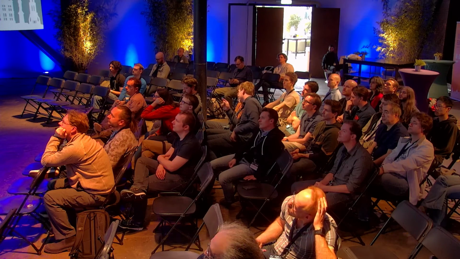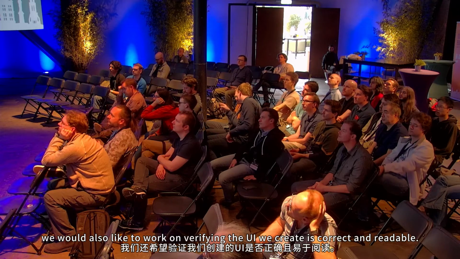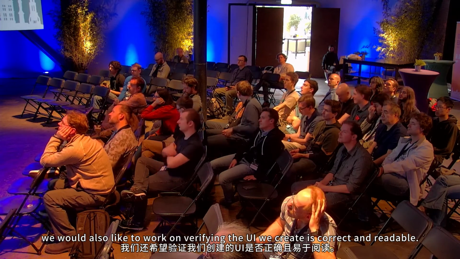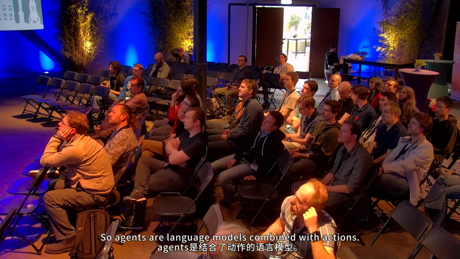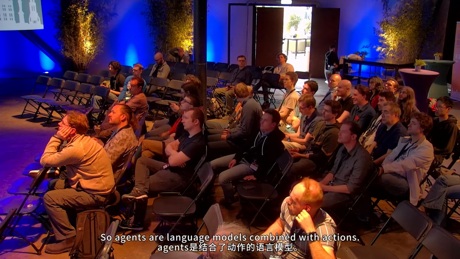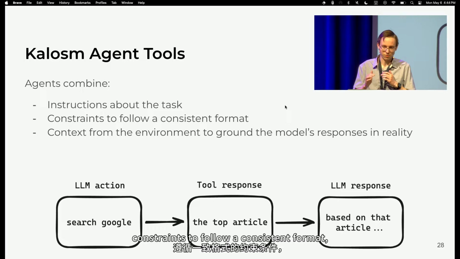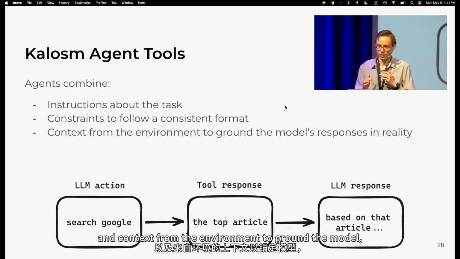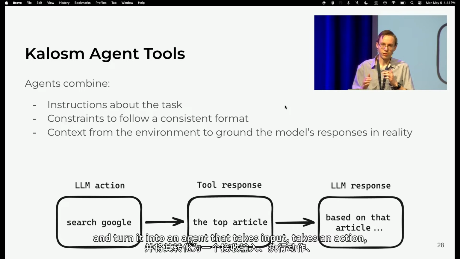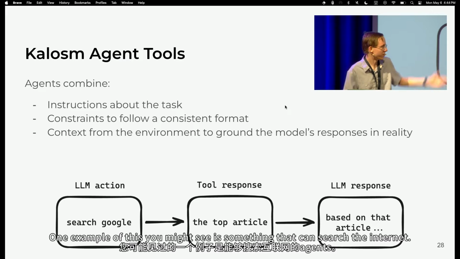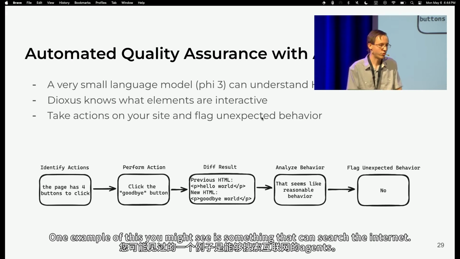Along with generating UI, we would also like to work on verifying the UI we create is correct and readable. And this is where agents come in. Agents are language models combined with actions. So you can take instructions about the task, constraints to follow a consistent format, and context from the environment to ground the model, and turn it into an agent that takes input, takes an action, and produces a result. One example of this you might see is something that can search the internet.